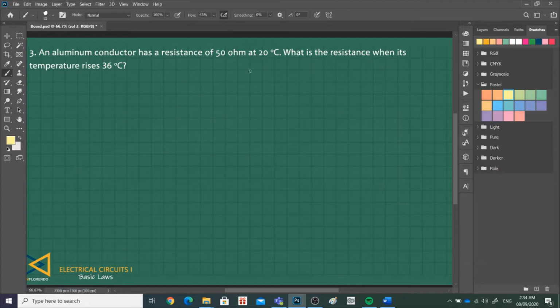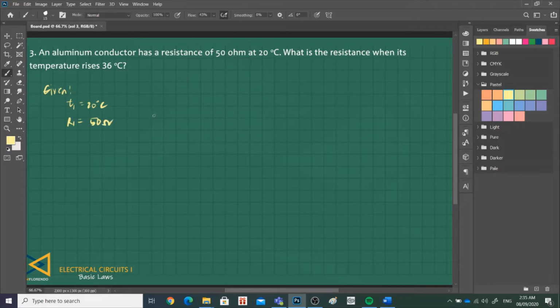Okay, so take note, yung mga given condition natin, which is the first or initial condition, at saka yung final condition kapag ganito. So, isulat natin yung mga given natin. An aluminum conductor has a resistance of 50 ohm at 20 degrees Celsius. Normally, ang normal room temperature natin ay 20 degrees Celsius. So, initially, ang T sub 1 natin is 20 degrees. So, ang kasama niya is yung R sub 1, of course, which is 50 ohms.